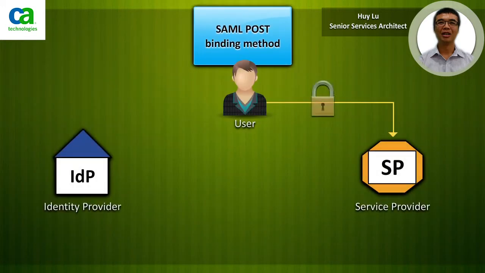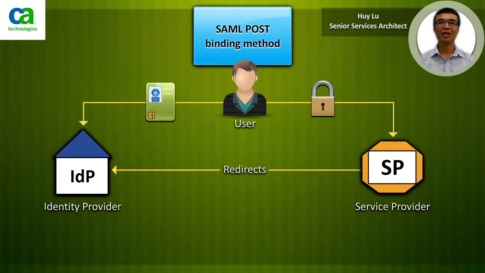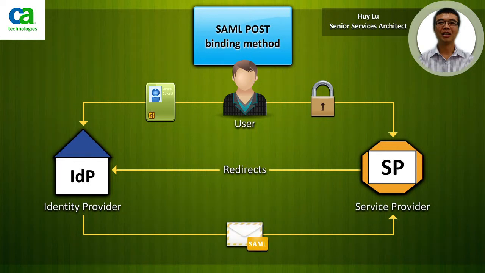In step 1, the user requests a resource from the service provider. As the user is not logged in, in step 2, the service provider redirects the user to the identity provider for authentication. In step 3, the user then provides the authentication credentials and successfully logs on to the identity provider. In step 4, the identity provider then returns a page that posts the SAML assertion to the service provider.